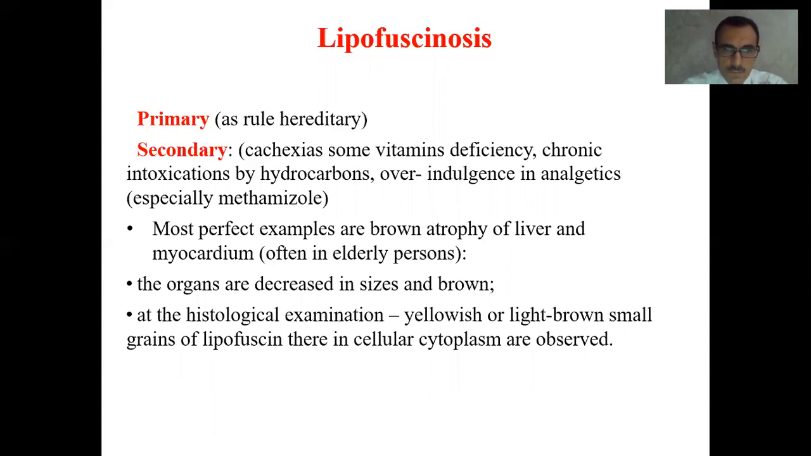The most perfect examples are brown atrophy of the liver and myocardium, often in elderly persons. The organs are decreased in size and brown. At histological examination, yellowish or light brown small grains of lipofuscin are observed in the cellular cytoplasm.